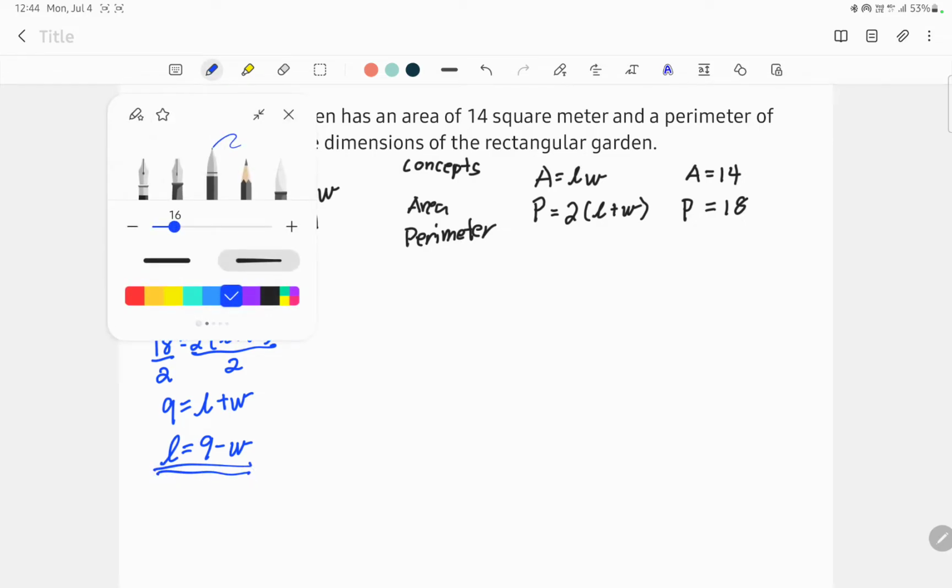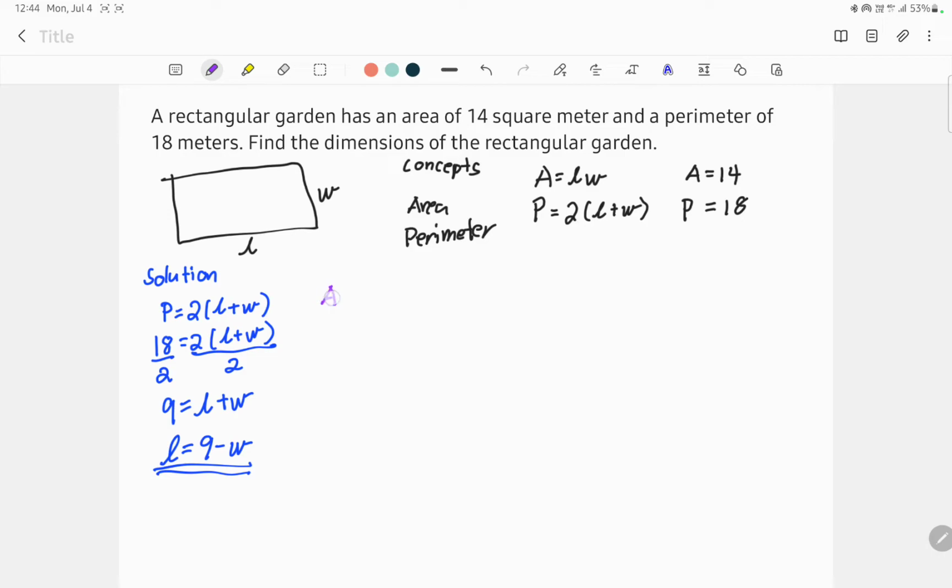Now, let's go with another color. Let me just use purple. So let's have now the area. Area is equal to length times width. Now, the area given is 14, equal to the length times width. However, in the first part of the solution, we made the length 9 minus w. So we have now 14 is equal to 9 minus w times w. Now, distributing the w, we have 14 is equal to 9w minus w squared.